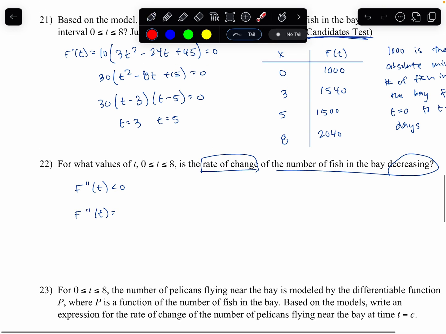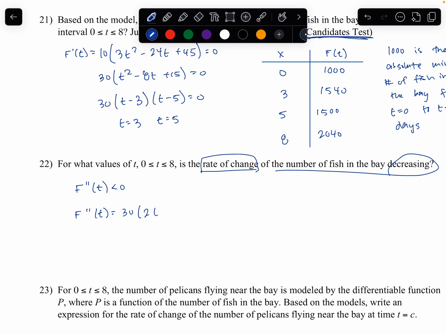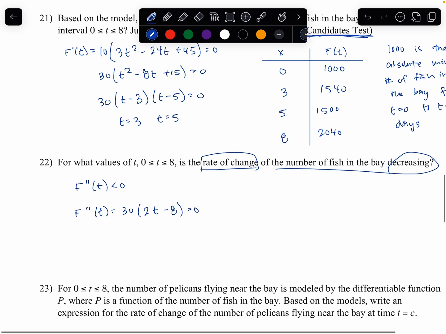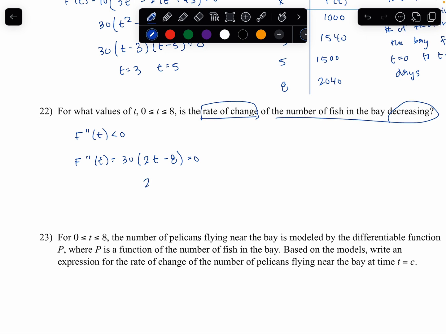Oh, sorry. I'm going to go up here and do that right here. So I'm going to take the 30, and then that's going to become 2t minus 8. I'm going to set that equal to 0. So 2t is going to be equal to 8. So when t is equal to 4, that's when f double prime is going to be 0. And then I'm just going to double check and see when this is positive or negative. So I know that it's going to be 0 at 4.